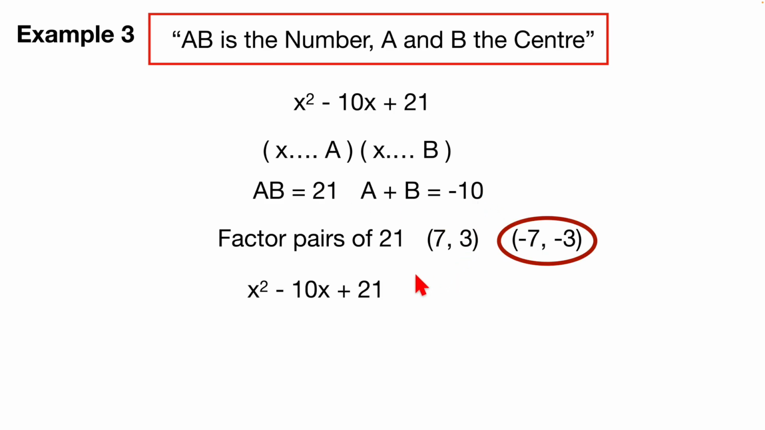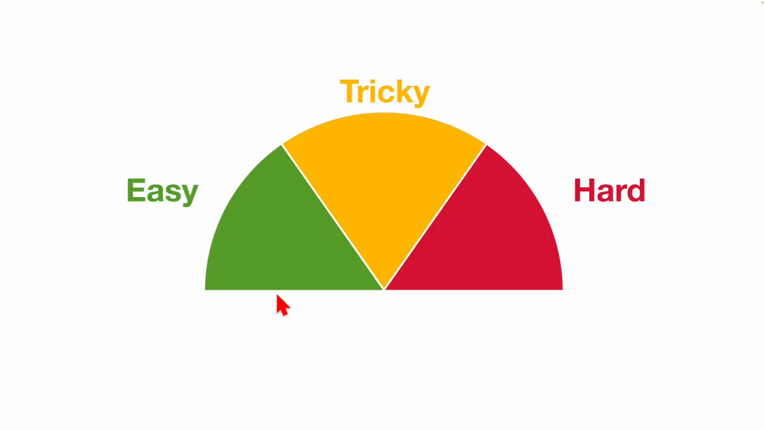So there are our numbers. X squared minus 10x plus 21 is equal to x minus 7, x minus 3. Quick check. Minus 7 times minus 3 is 21. And minus 7 plus minus 3 is minus 10. Lovely.